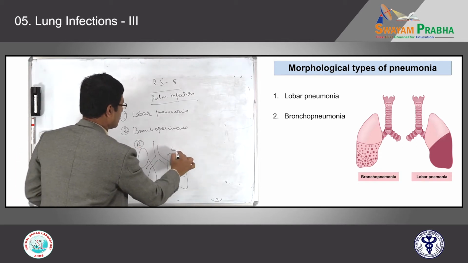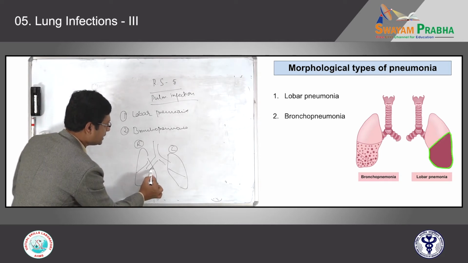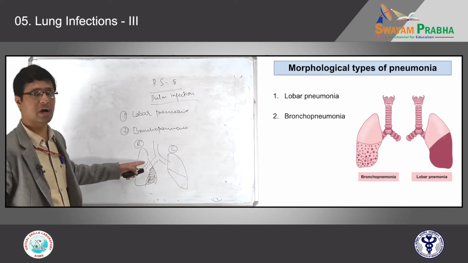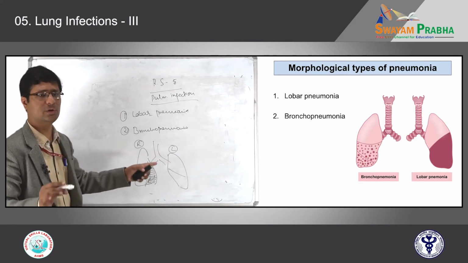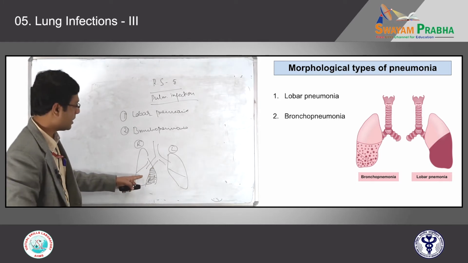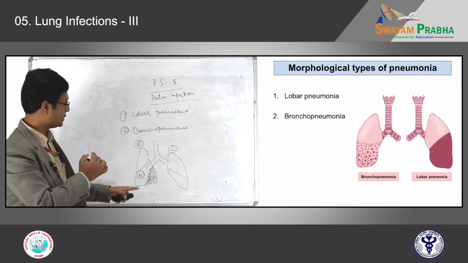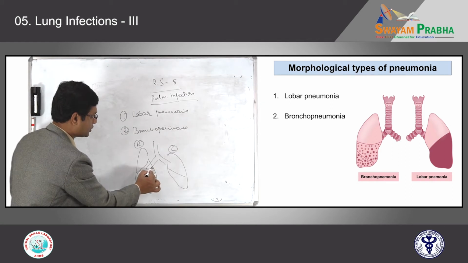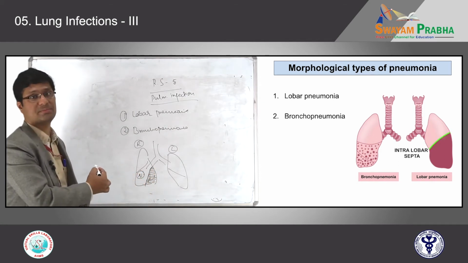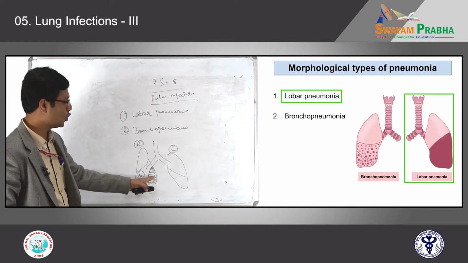Right lung, left lung. So lobar pneumonia means any one lobe is completely involved. Any one lobe, either it may be upper lobe, middle lobe, lower lobe on right side, or any lobes on the left side. Any one lobe is completely involved, but the adjacent lobe is perfectly fine. There is no involvement in the adjacent lobe, and this infection or inflammation is limited by interlobar septa. So when you see this kind of a morphology, then we call it as lobar pneumonia.